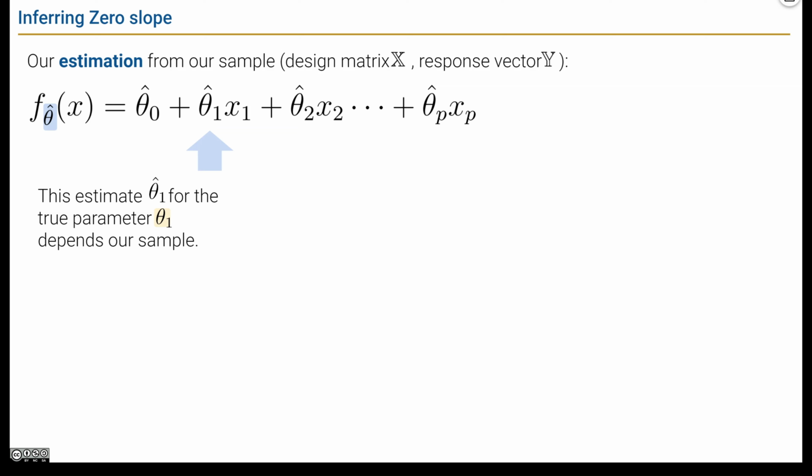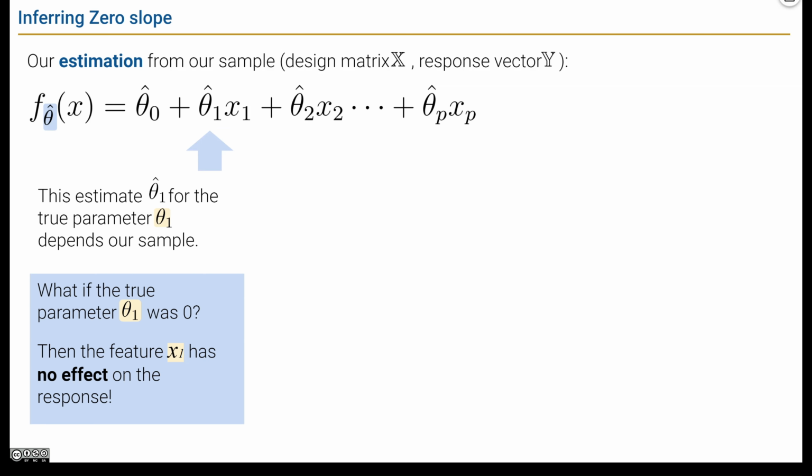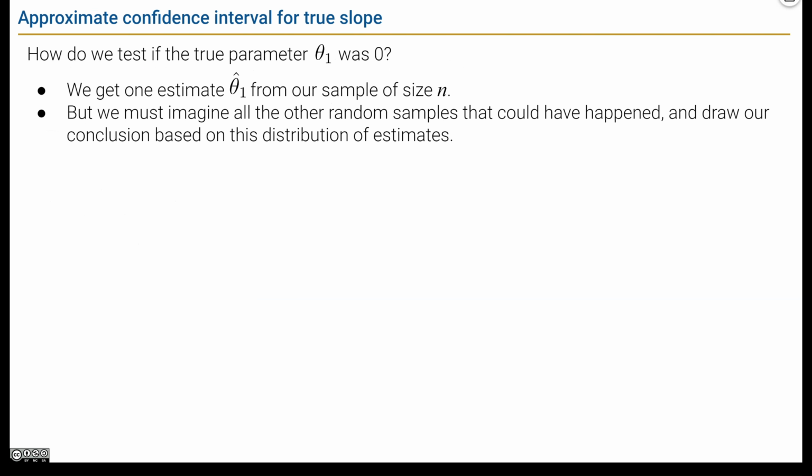So one thing that we've covered repeatedly is how much our estimate depends on our sample. And so it's possible that the true underlying parameter value is 0. And if that's the case, then this feature, x1, really is not important to keep in our model. So it is useful to try to test whether or not we have some parameters that have shown up in our model just due to random chance and not due to a true association.